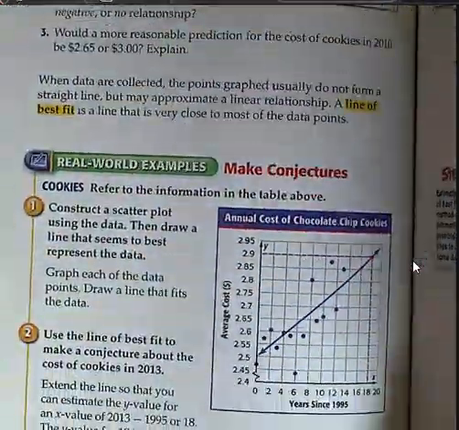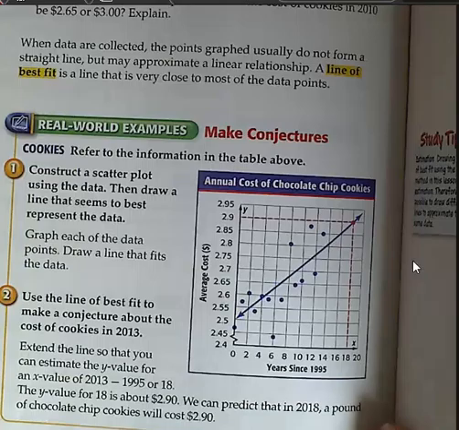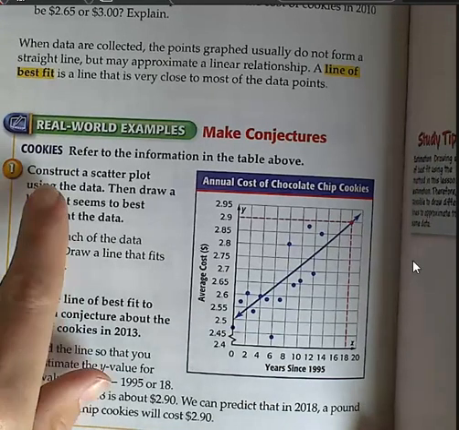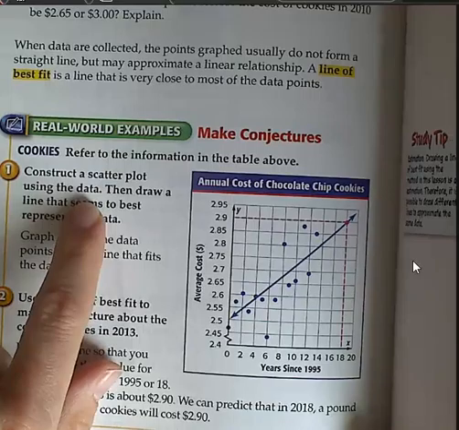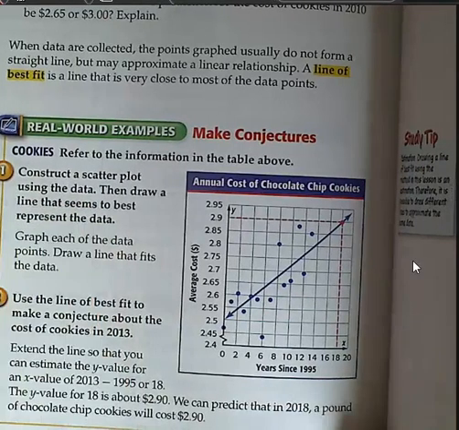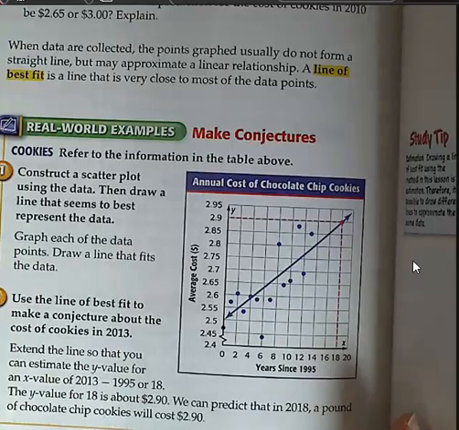On page 620 is what we're going to focus on today. And we're again going to construct a scatter plot using data. Then draw the line that seems to best represent the data. That will be our first set of directions, and that's what will happen on our lab report.